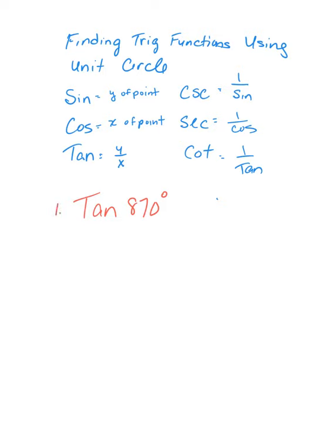Okay, 870 is not on your unit circle, so we're going to keep subtracting 360 from it until we get a number on your unit circle. So 870 minus 360, and minus 360 again, you get 150. So this is the same as the tangent of 150. And what is the tangent of 150 on your unit circle?